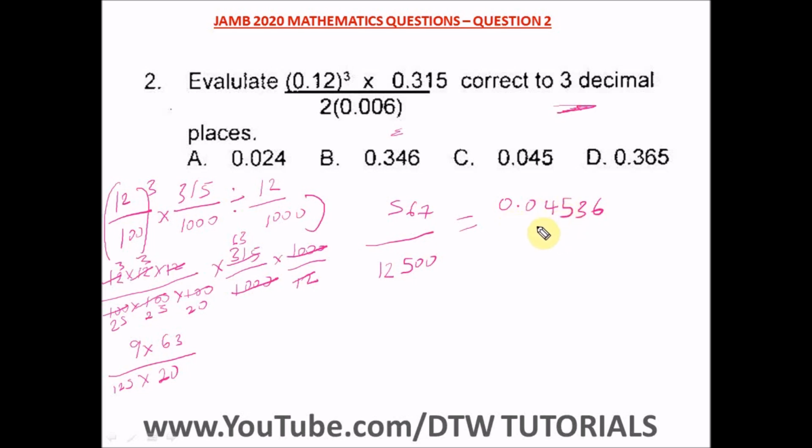Remember our maths, if the number before what we are eliminating is greater than 5, we eliminate this and add 1 to this. So this is 0.0454. But remember, they said 3 decimal places, so we have 4, so we have to eliminate this. It is not a 5 or more than 5, it's just less than 5. So when we eliminate this, we don't have to add to this, so we have our answer 0.045. So our answer is C.